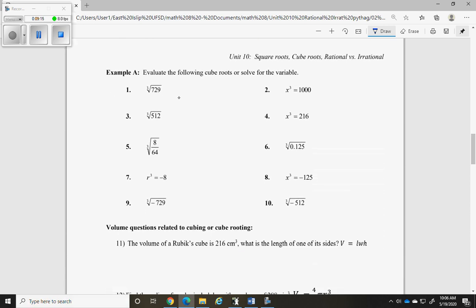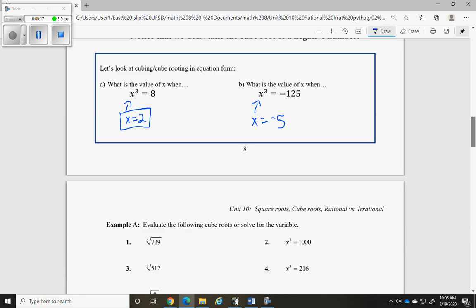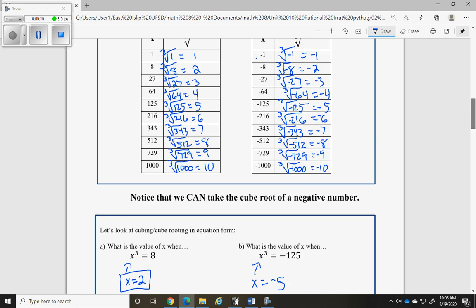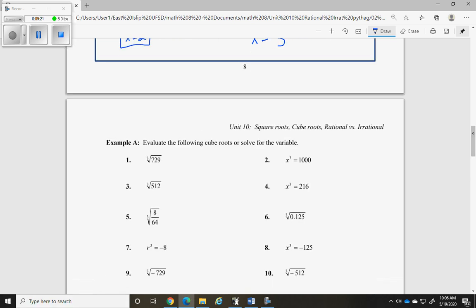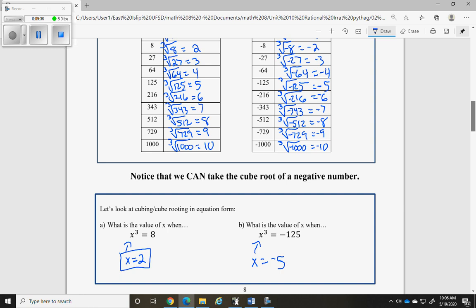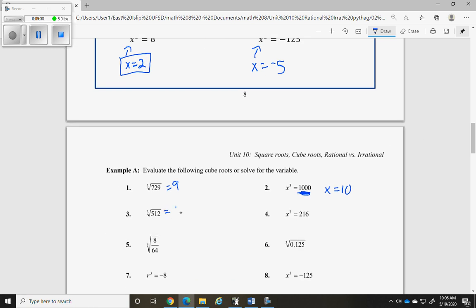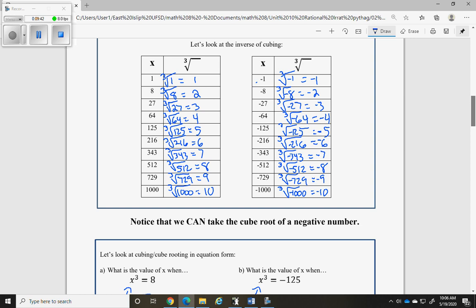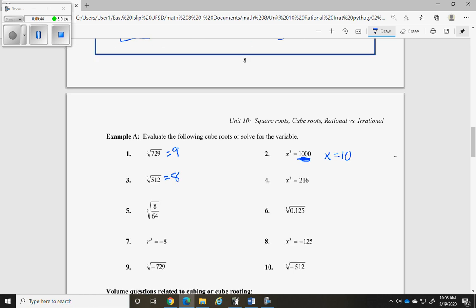Cube root of 729. I actually don't have them all memorized, so I refer back to my list all the time. It's 9. I remember this one. Tens aren't so bad. 10 to the third power is what gives me 1,000. And the cube root of 512, that's 8. What number to the third power is 216? That's 6.